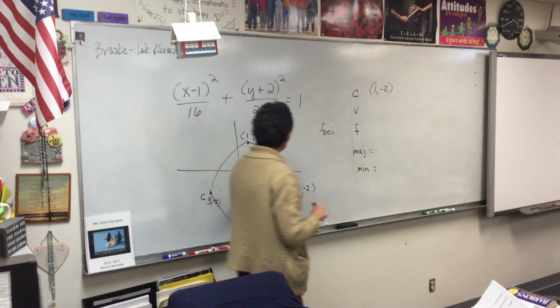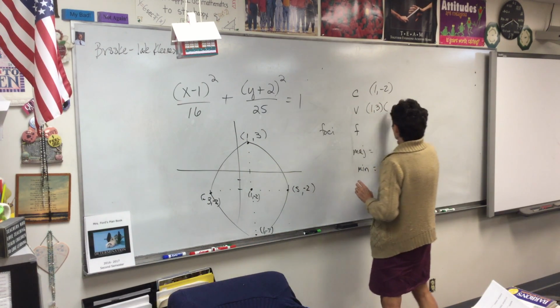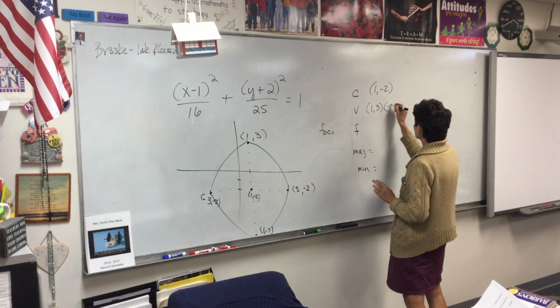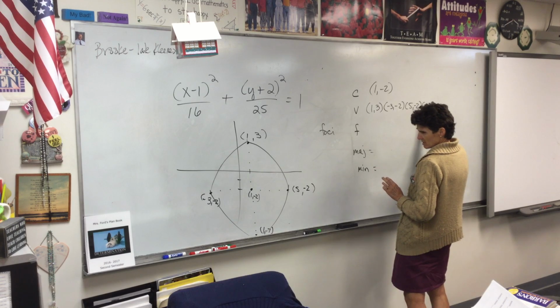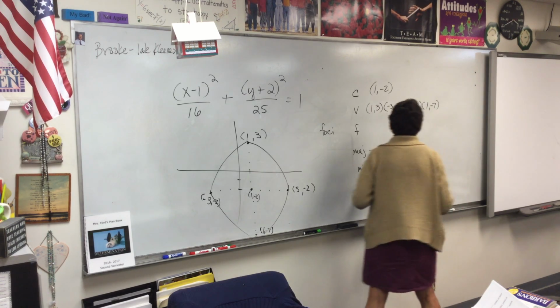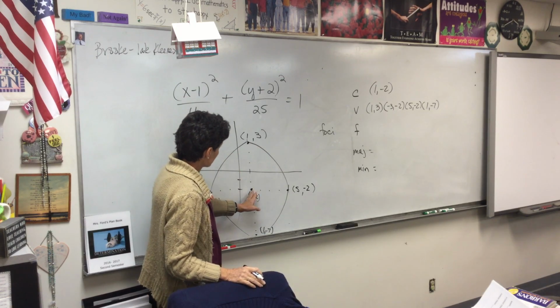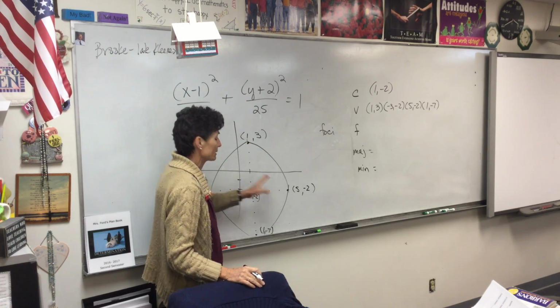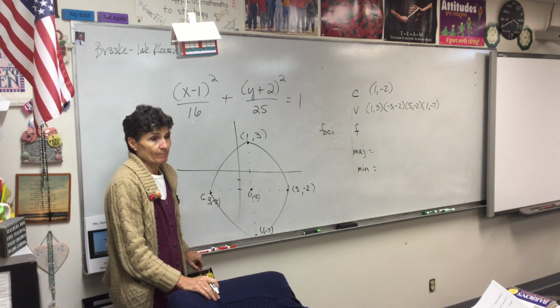All right, these 4 points are your vertices. So you're going to write them down in the blank over here: 1, 3, negative 3, negative 2, 5, negative 2, and 1, negative 7. Those are my vertices. Those points, when you started at your center and you counted up and down and left and right, connected the dots, those are your vertices.